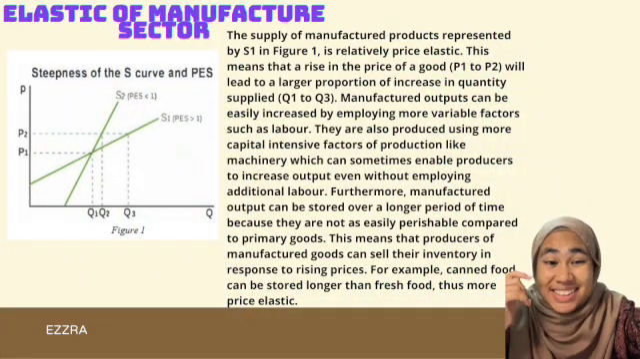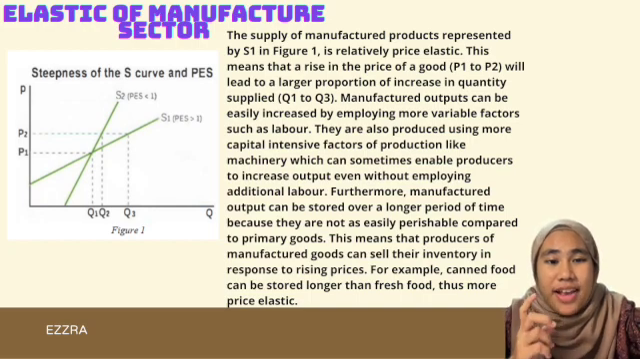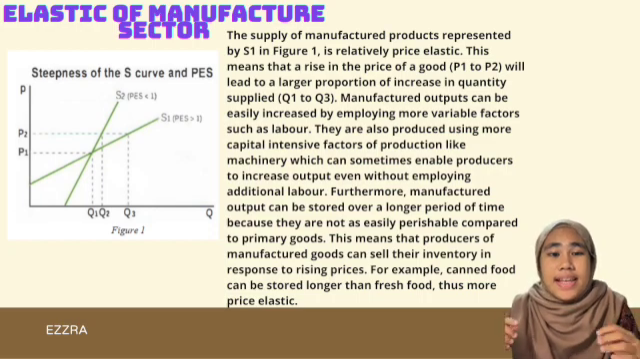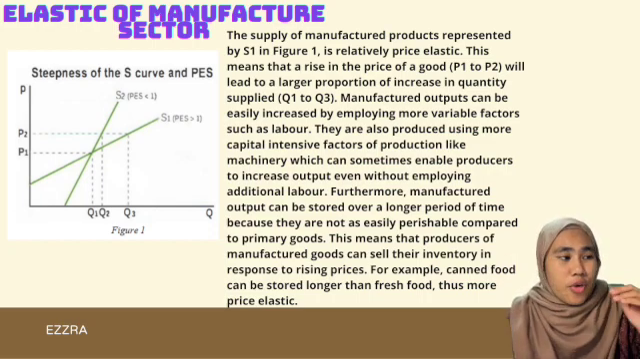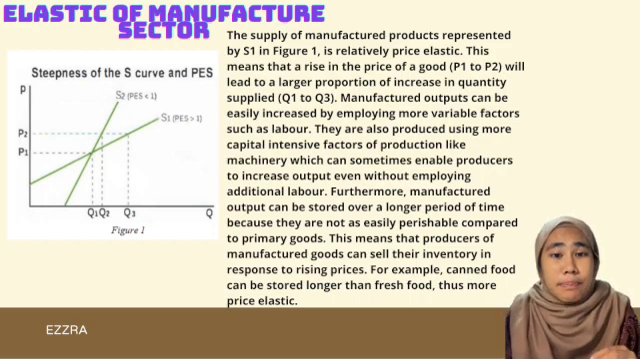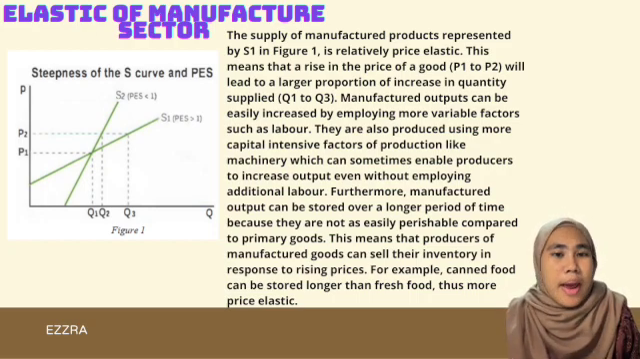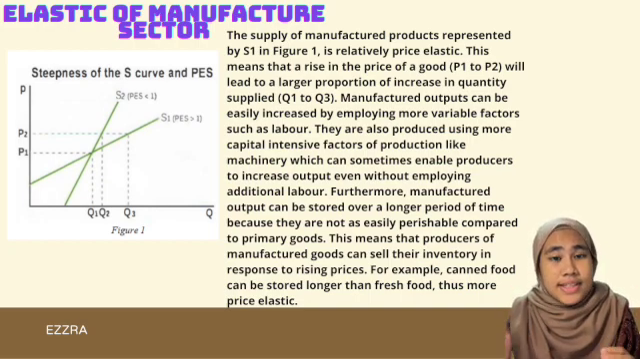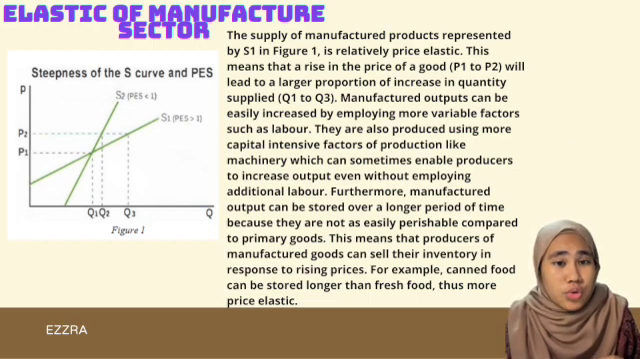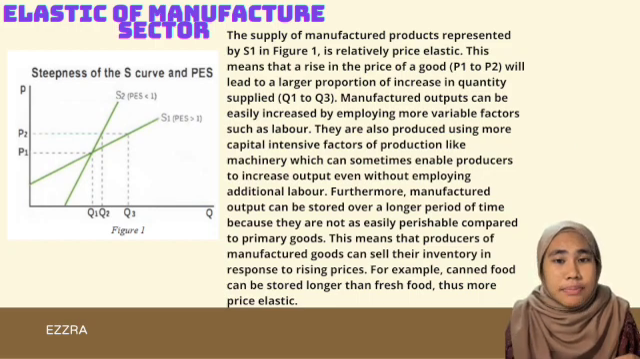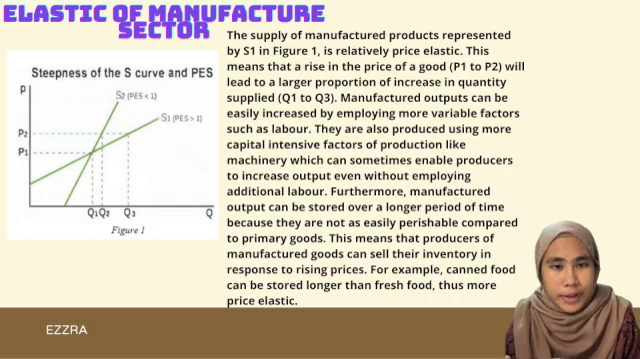The supply of manufactured products, represented by S1 in Figure 1, is relatively price elastic. This means that a rise in the price of a good from P1 to P2 will lead to a larger proportional increase in quantity supplied, from Q1 to Q3. Manufactured outputs can be easily increased by employing more variable factors such as labor. They are also produced using more capital-intensive factors of production like machinery, which can sometimes enable producers to increase output even without employing additional labor.